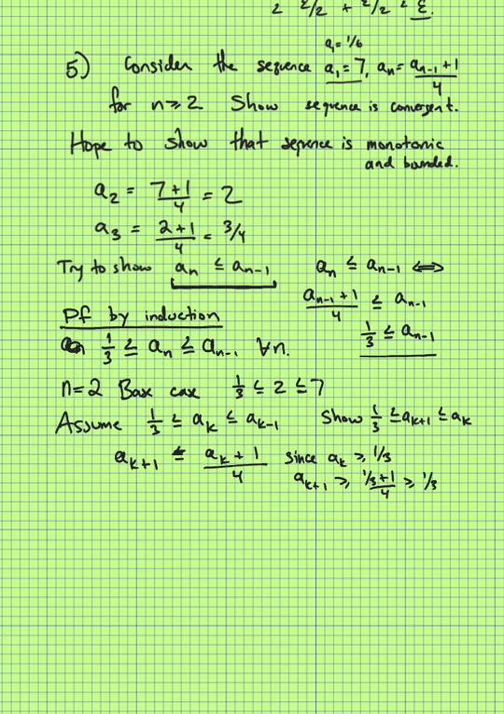And by the same argument that we did above, since a_k is greater than or equal to 1/3, we have that a_k plus 1 over 4 is less than or equal to a_k, and this is a_(k+1). So since we're assuming that a_n is bounded between these values, we're able to show the same thing here. We showed this, and therefore we're done. So therefore it's monotonically decreasing.